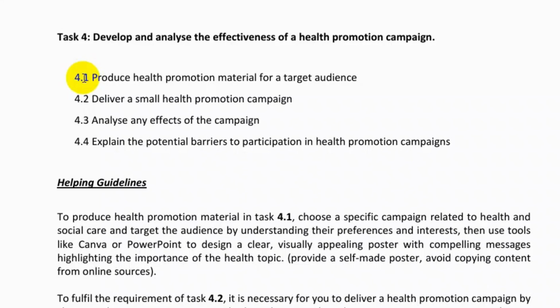And for producing the health promotion material, you have to add some accurate statistics relevant to the topic of the campaign that you choose. And for making your poster more attractive, you can add some visuals, some graphics, and you can also add some messages like a balanced diet is a happy diet. These guidelines, I think, will definitely help you to meet the requirement of assessment criteria 4.1.